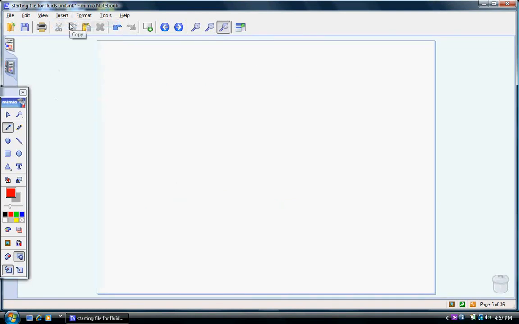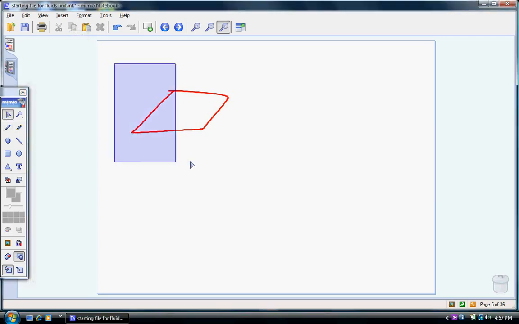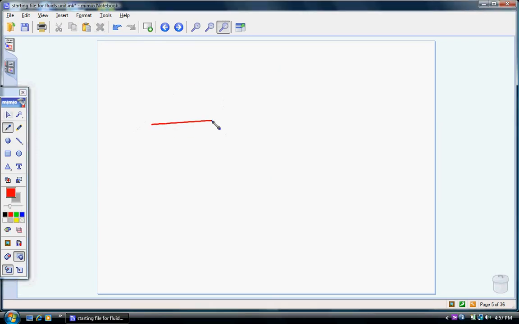So for example, let's say you had a 1 meter by 1 meter area, and let's say that a force of 1 Newton was evenly distributed over that whole area. And you wanted to know, well, how much pressure is that?